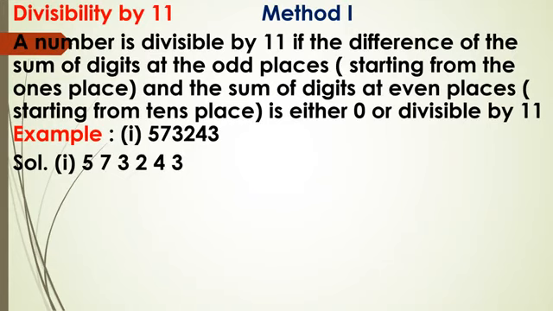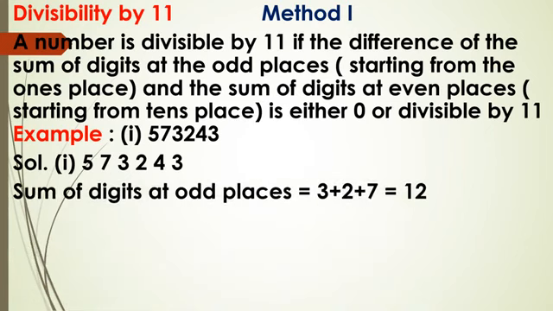It is 5,73,243. Now first of all we will find out the sum of digits at odd places. Odd places are ones, hundreds, 10,000. Skip one place, you will get odd places starting from the ones place. So it is 3 plus 2 plus 7, which is equal to 12.